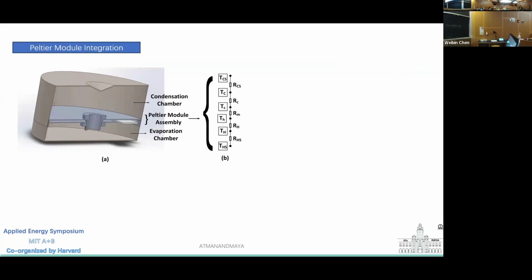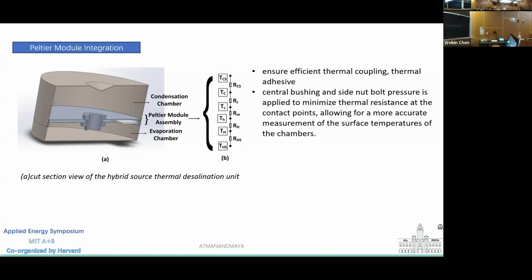Now comes the integration of my Peltier module with the developed desalination system. This is the cut section view of the heat sink and the Peltier module, where I place the Peltier assembly between two aluminum heatsinks, an upper heatsink and a lower heatsink. To ensure thermal coupling in the experimental setup, I need a thermal adhesive, and I need to tightly bolt it so that we get a more accurate surface measurement.